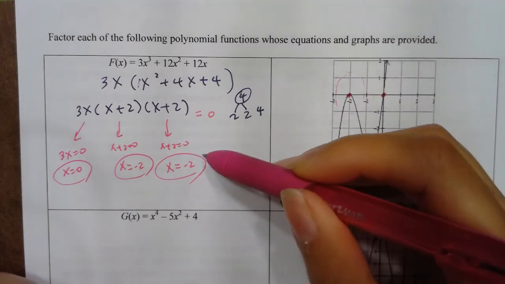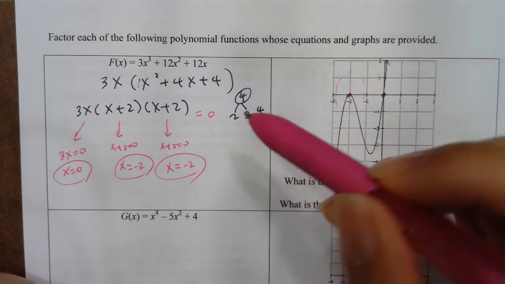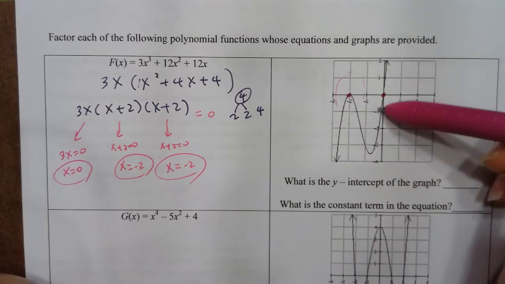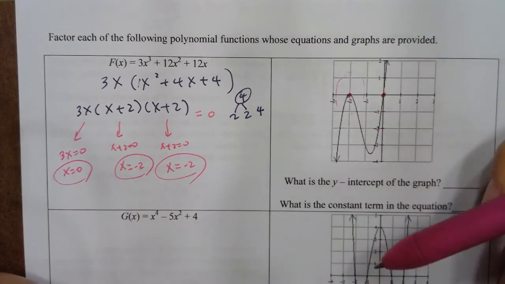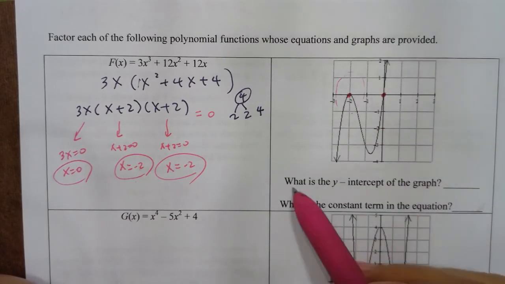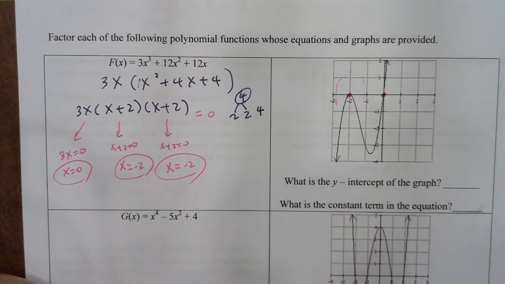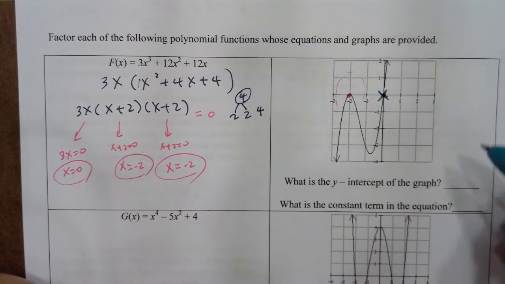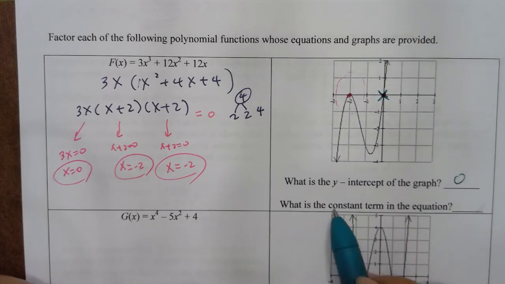Right now, what is the y-intercept of this graph? Y-intercept is where your graph crosses the y-axis, right here at 0. What is the constant term of the equation? So you go back here. Constant term is the number without the letter. That's an easy way of saying it, obviously. You don't have any, so it's just going to be 0. Notice it matches.